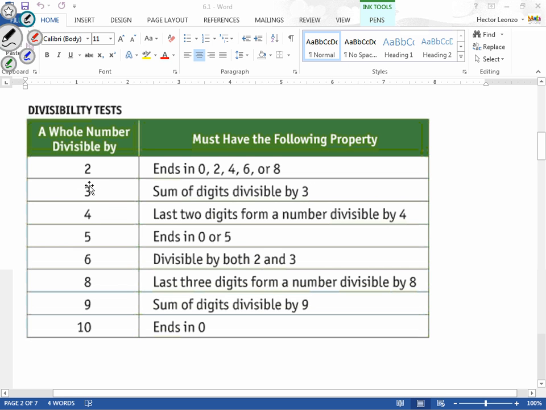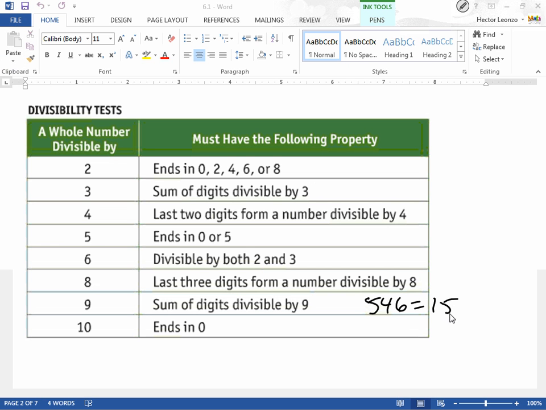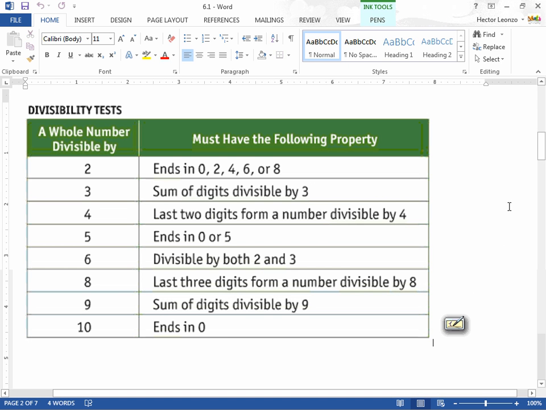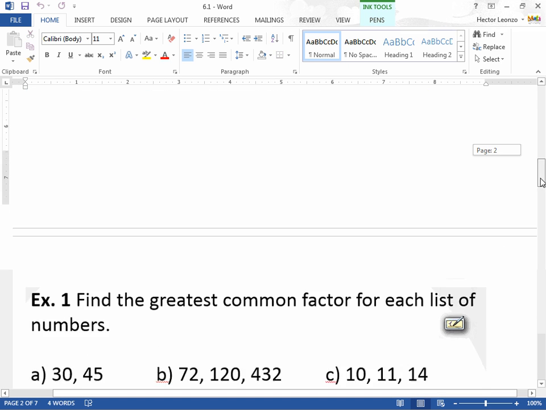So kind of like what we had for 3, we have it for 9. Earlier I had the number 546, and when I add the digits it is 15. That is divisible by 3, right? But 546 is not divisible by 9, because 15 does not divide by 9. Now for 10, in order for a number to be divisible by 10, it has to end in a 0. So that's going to help us out a lot.